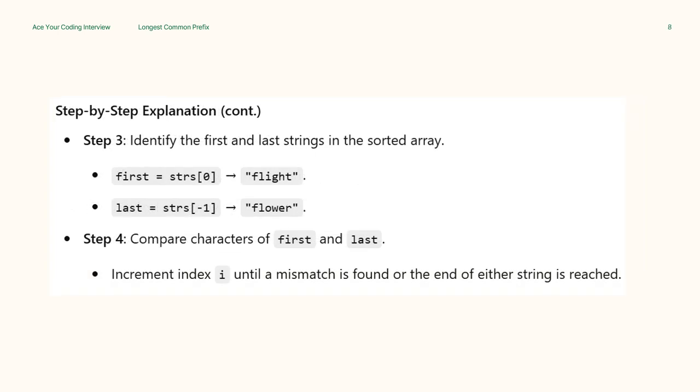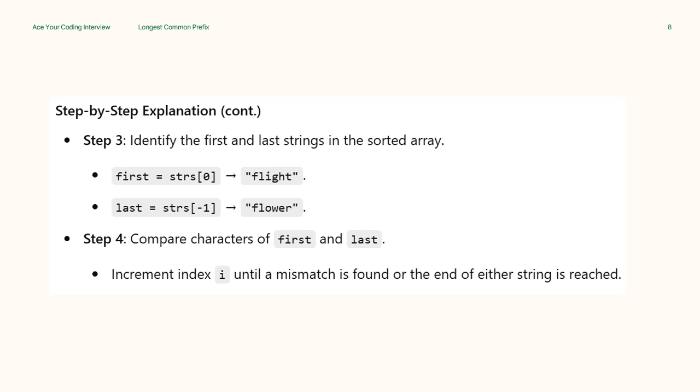After sorting the array, the next step is to identify the first and last strings in the sorted list. These two strings are key because the longest common prefix will always be a substring of these two strings. For example, if the sorted array is flight, flow, flower, the first string is flight, and the last string is flower.